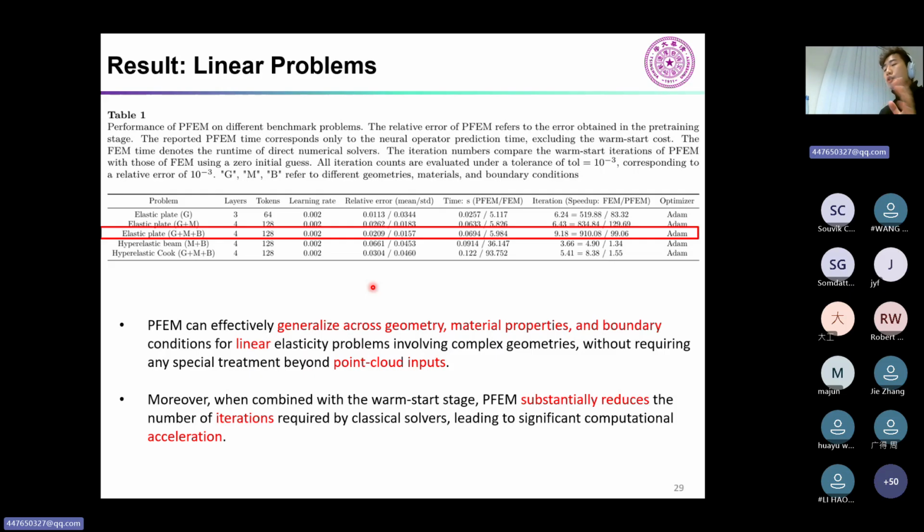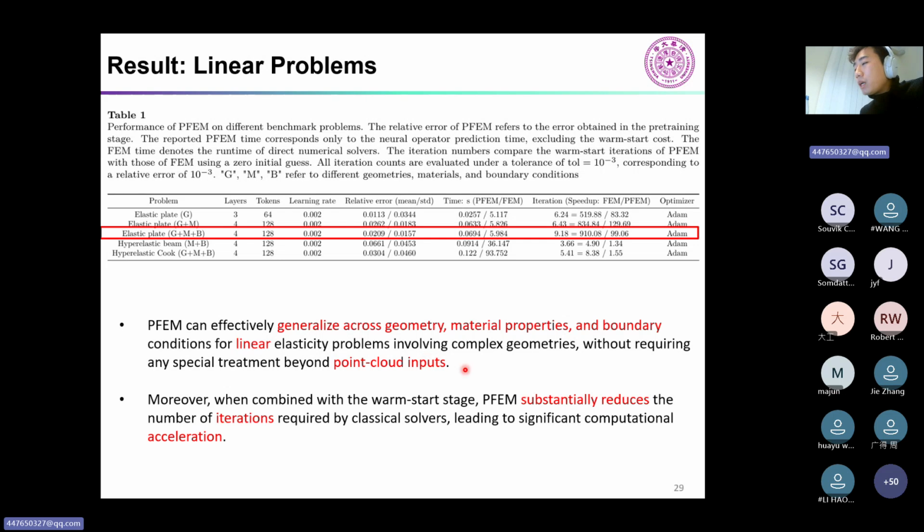Okay, so in this linear problem, we verify one thing: PFEM can effectively generalize geometry, material, and boundary condition together. Everything can generalize together. In another paper, they fix the others and only verify geometry. So in our work, we verify everything. Okay, so we verify this in the linear elasticity problem.